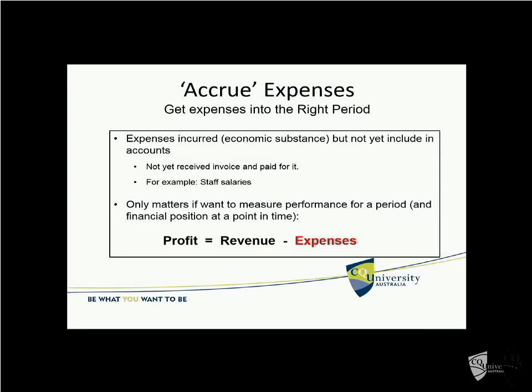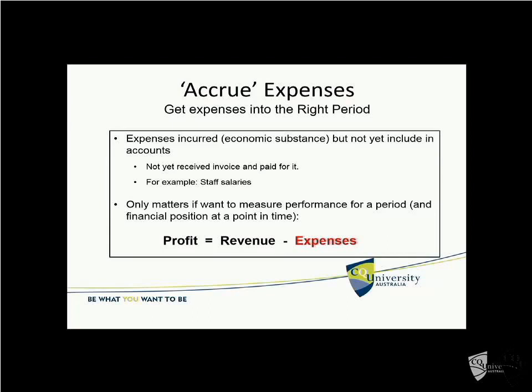The other thing we want to do is get the expenses into the right period. One of those is accruing expenses that have been incurred. The economic substance of them has occurred, but they're not in our accounts yet at balance date. They may not be in our accounts because we haven't received an invoice or we haven't paid for it yet. And the example I've got here is salaries. Salaries expense, staff salaries. Typically, we pay staff in arrears. They might work for 2 weeks, and then we pay them. So say that 2-week period overlaps the balance date, we need to adjust for that. And we'll look at that in detail in a minute.